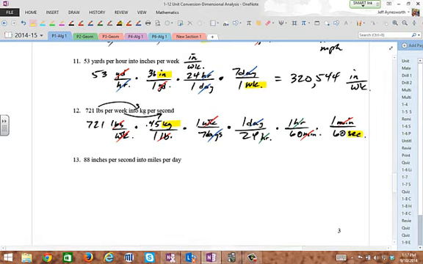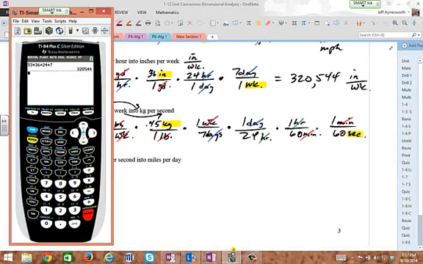Okay, so what do we get? We have 721 times 0.45 divided by 7, divided by 24, divided by 60 again. All right? And so let's perform it. Okay, so 721, let's clear it out. So 721 times 0.45, because it's in the numerator, right?